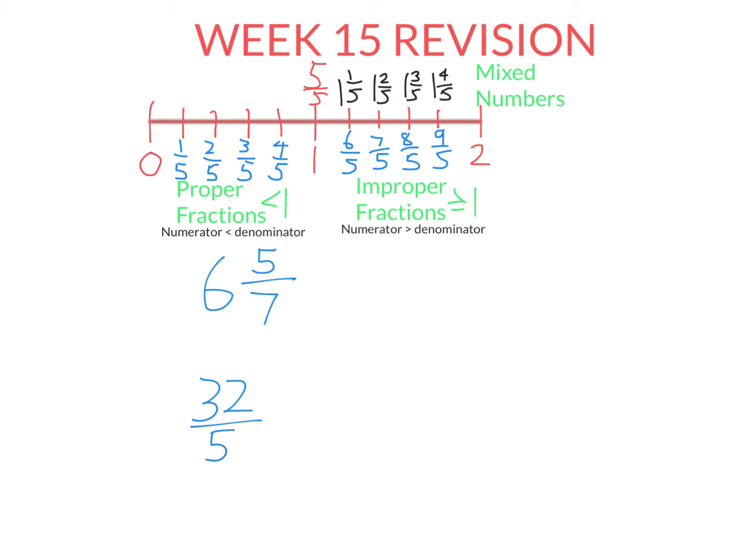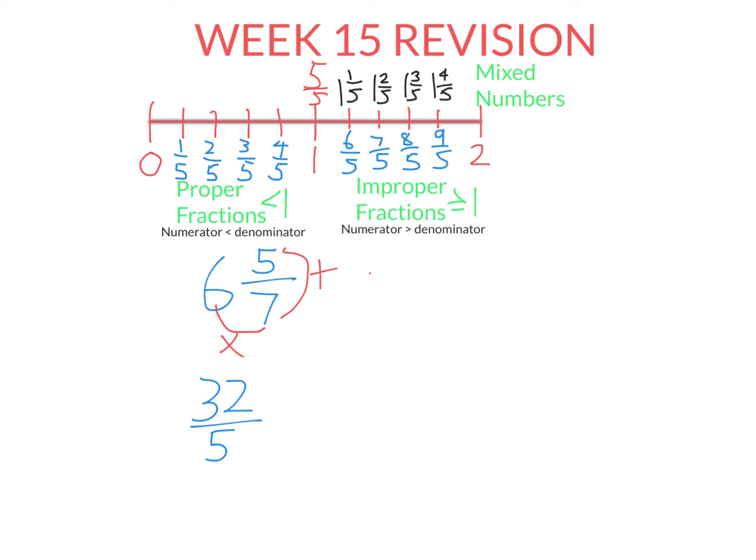So let's look at this number here. This is clearly a mixed number. It has a whole number part plus a fraction part. So it's 6 5/7. So this number is more than 6, but less than 7. So how do we convert to an improper fraction? Well, what you do is you times the integer, the whole number part, by the denominator, and then you add the numerator. So 6 times 7 is 42, plus 5 is 47.